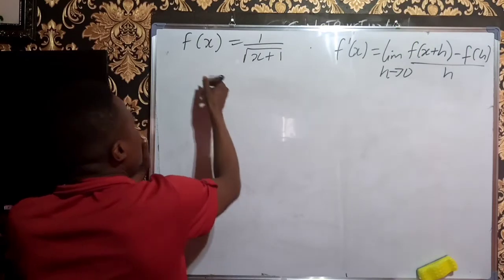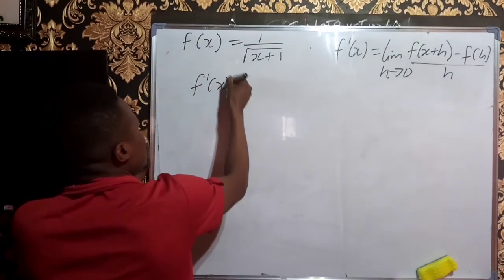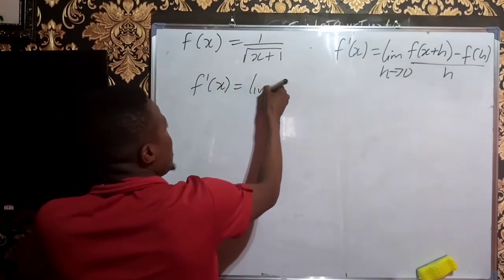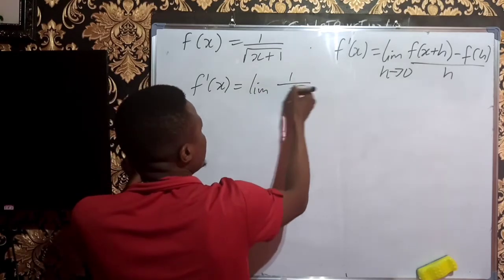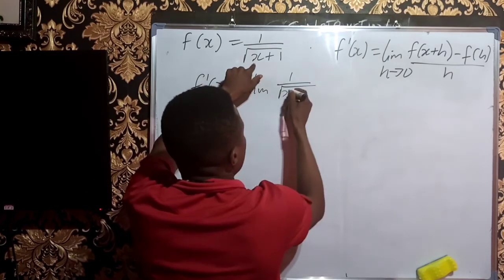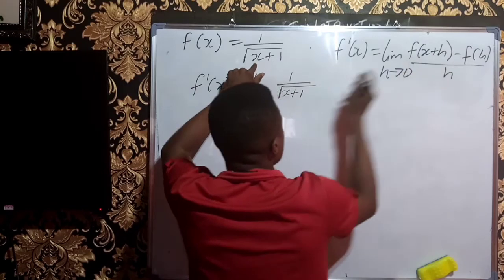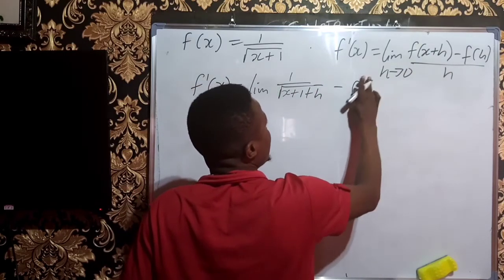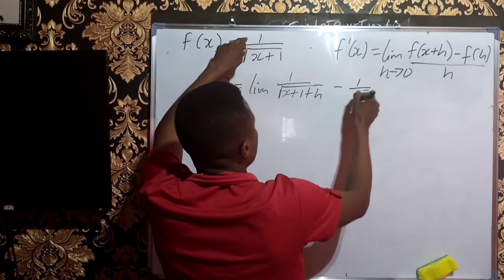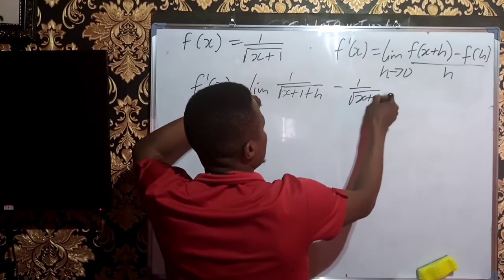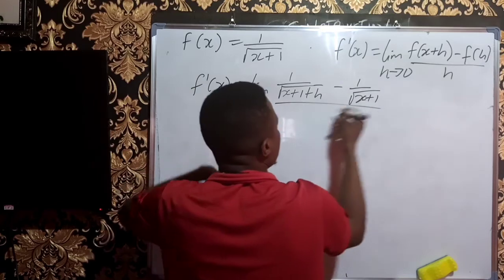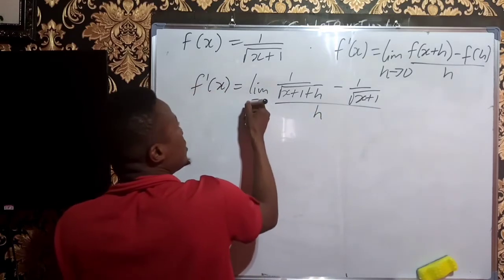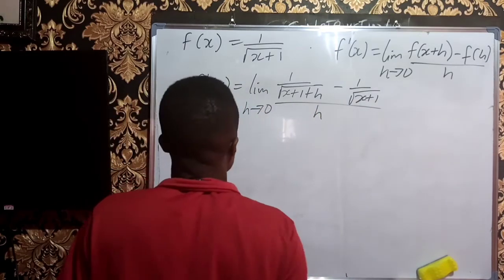this value here. So f prime of x equals the limit of 1 over square root of, we have x plus 1, then plus h, minus f of x will give us 1 over square root of x plus 1, over h again. You have h, then h is tending to 0.